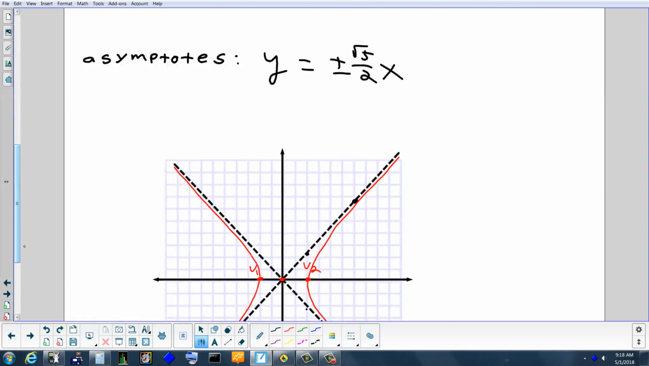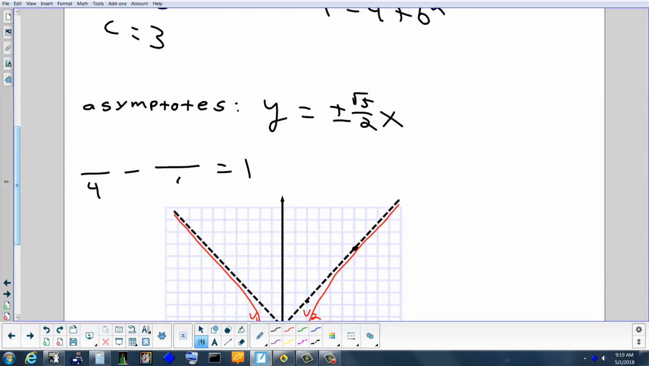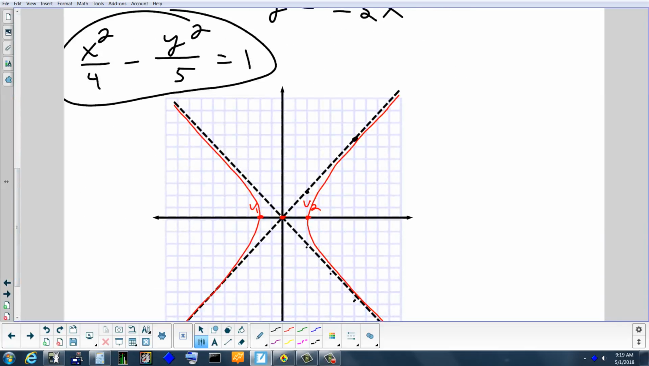So we're going to have a fraction equal to 1. The first denominator is always a squared. The second denominator is always b squared. That never changes. What does change is where you put the x and the y. I want the transverse axis to go horizontal in this case. Horizontal is the x, so make the x positive. And that's your equation.